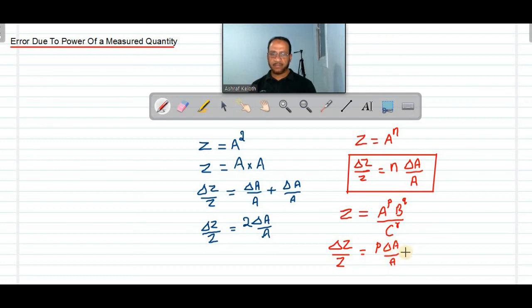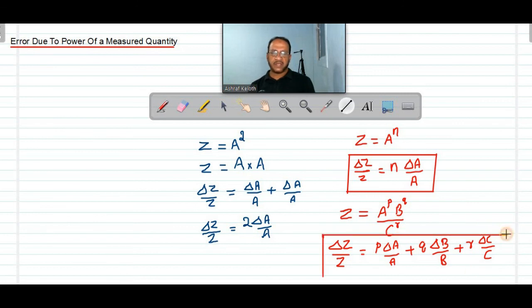Then plus Q into delta B by B. Then plus, very good, R delta C by C. Very good. This is the equation. Because in multiplication and division, both multiplication, here it is multiplication, here it is division, in both multiplication and division, fractional errors will be added up. So R into delta C by C. Got it? In both multiplication and division, the fractional error will be added up.